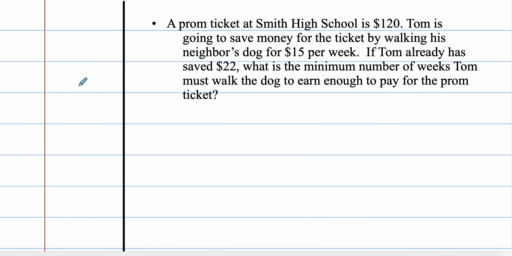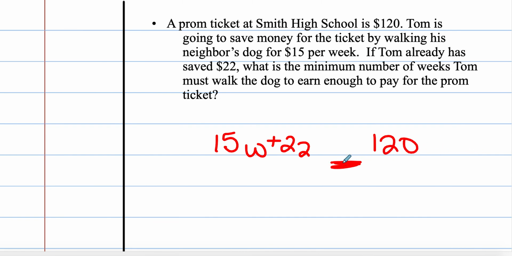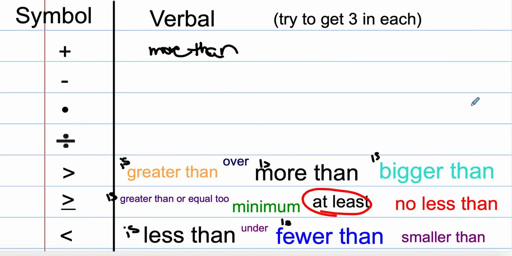A prom ticket at Smith High School is $120. Tom is going to save the money for the ticket by walking his neighbor's dog for $15 per week. If Tom has already saved $22, what is the minimum number of weeks Tom must walk the dog to pay for prom? So I want you right now to fill in this. If you are stuck, go back and look and use these right now until you learn them. Where is minimum? Minimum is right here.